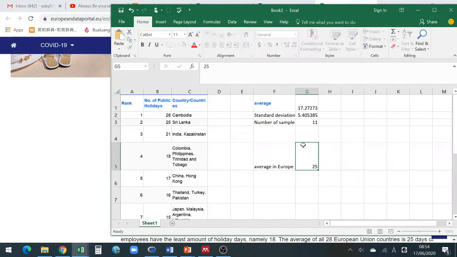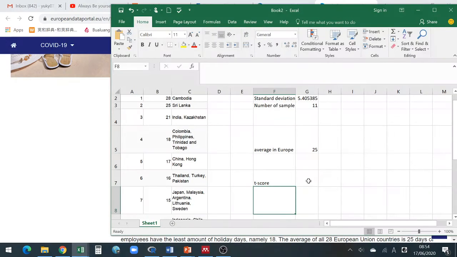Now we want to know if this average is statistically different from this average here in Asia. It looks different, but is it really different with statistical analysis? All right, so we need a t-score.